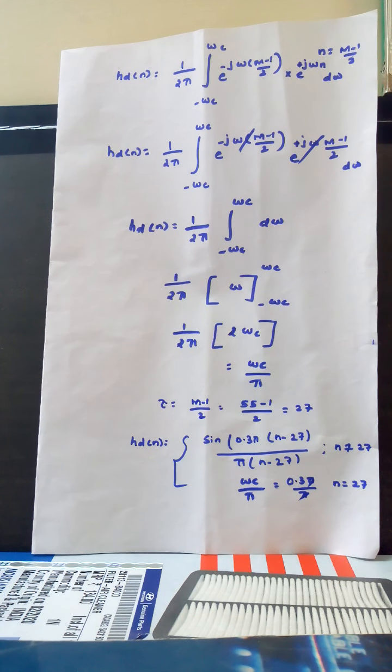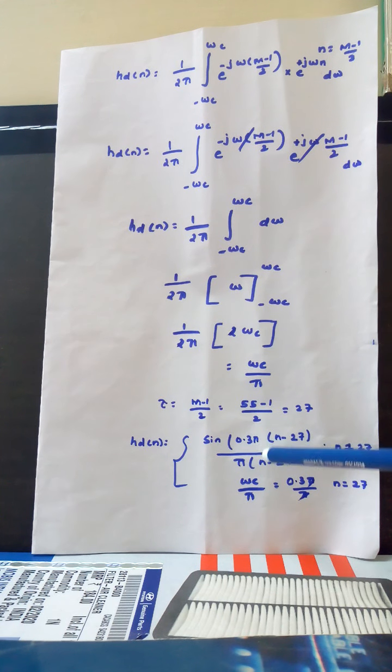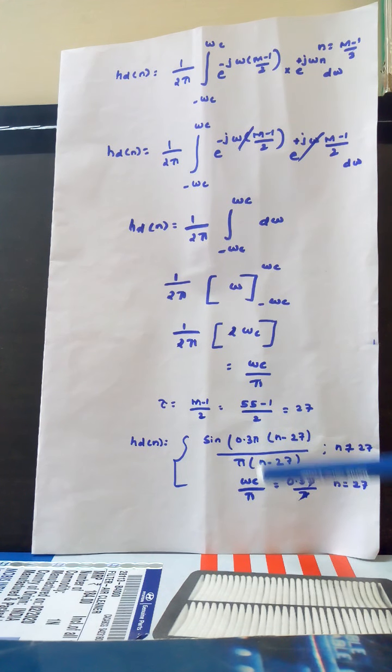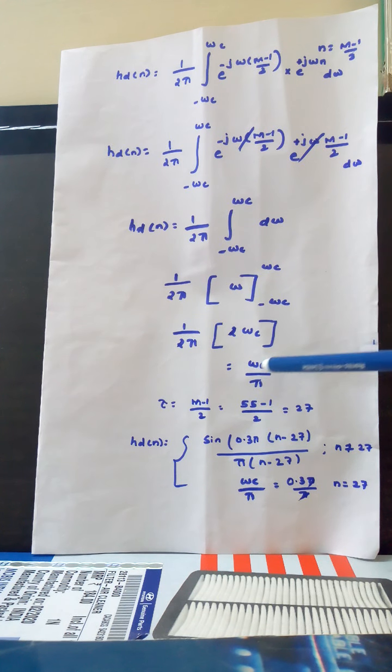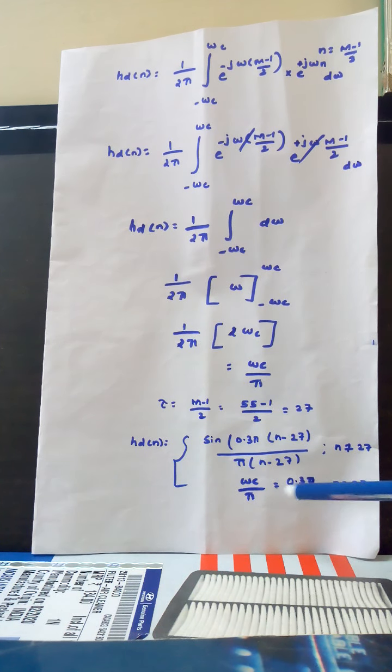If we substitute in the first case and the second case, when n is not equal to 27, we get this equation: sine of 0.3 pi (n − 27) divided by pi (n − 27). Here omega c is 0.3 pi that we have substituted. When n equals 27, we get omega c divided by pi, so 0.3 pi divided by pi. Both pi get cancelled, so we get 0.3. So this is your hd of n.